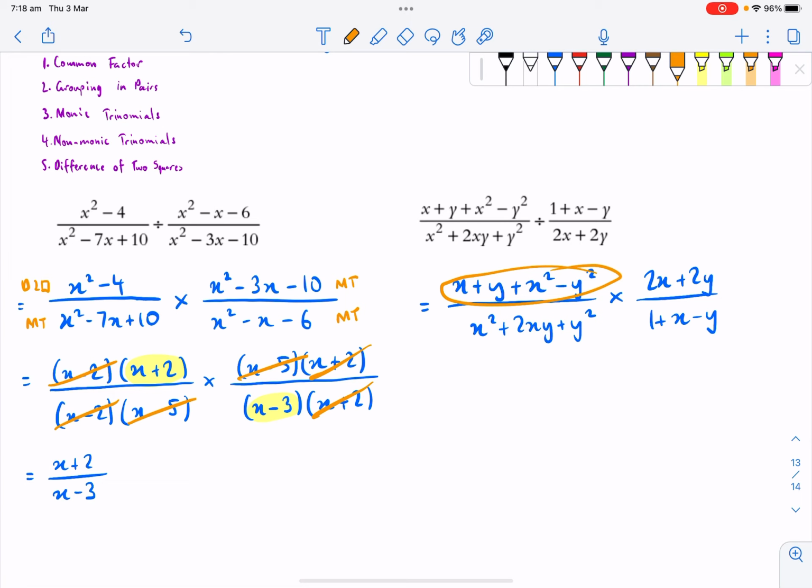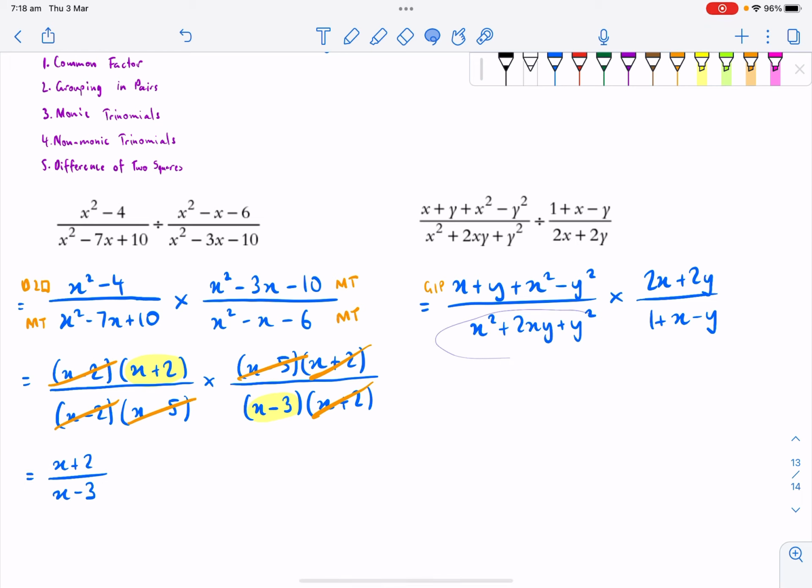So now we're ready to identify all the techniques we've got to use. In the first one, if you notice, this is a bit unique. This is one of the hardest questions that you're going to face. But I have 4 terms here. 4 terms always means grouping in pairs. So that's the first one.